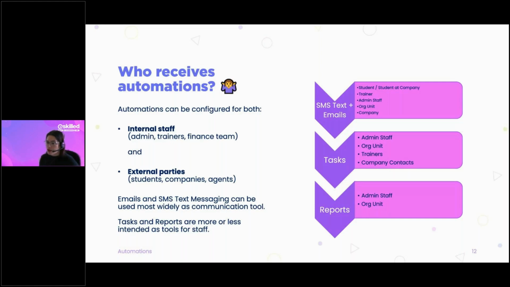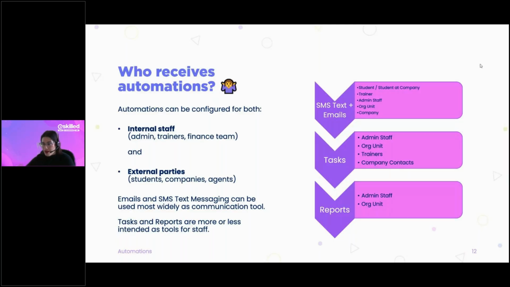Tasks and reports are more so used as a tool for your staff, more of an internal tool. So tasks are available to admin staff, trainers, org units, and company contacts. You might want to have employers or other third parties help with some tasks, but realistically, they're probably more or less used by internal staff. And then reports, yeah, more so a tool for your team. So you're not automating those to go out willy-nilly to anybody, because they do potentially have some sensitive data in them as well. So you want them to be going to your internal teams.